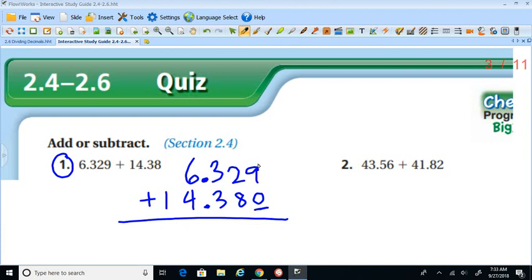9 plus 0, 9. 2 plus 8 is 10, carry the 1. That equals 7, decimal point. 6 and 4 is 10, carry the 1, and 2. Final answer, 20.709. Now you go ahead and do number 2.